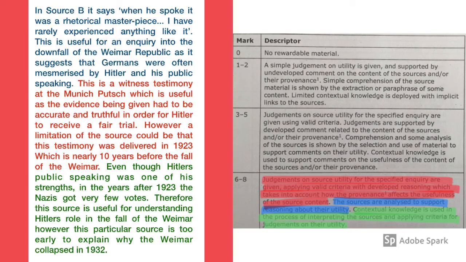And we've also ticked the last box as well. Contextual knowledge is used in the process of interpreting the sources and applying criteria for the judgments on their utility. So we've talked about strength of public speaking. We've talked about Nazis getting very few votes. We've talked about the role of Hitler being important for the fall of the Weimar. Even the analysis at the end of the source about it being 10 years before the fall of the Weimar Republic is still technically own knowledge. So we've written one paragraph there.